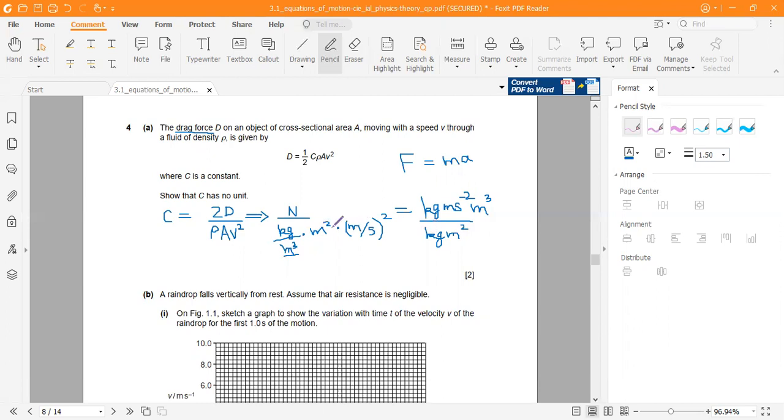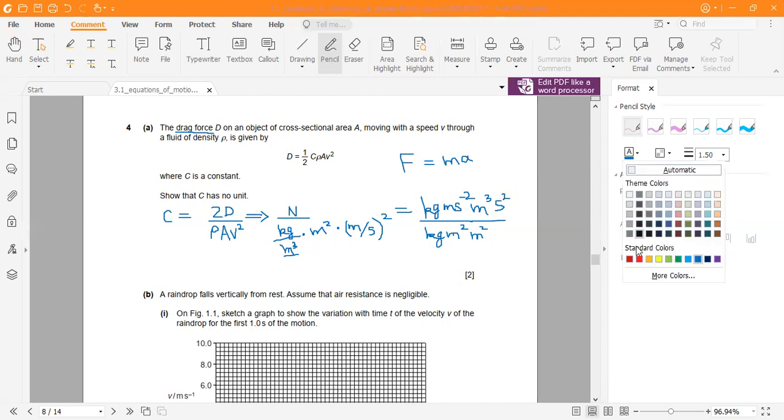We have A, which is the cross-sectional area. So this is meter square, and then when I open this square root, this will basically become meter square per second square. So second will go upwards, and I will get this second square. This is what I will get.